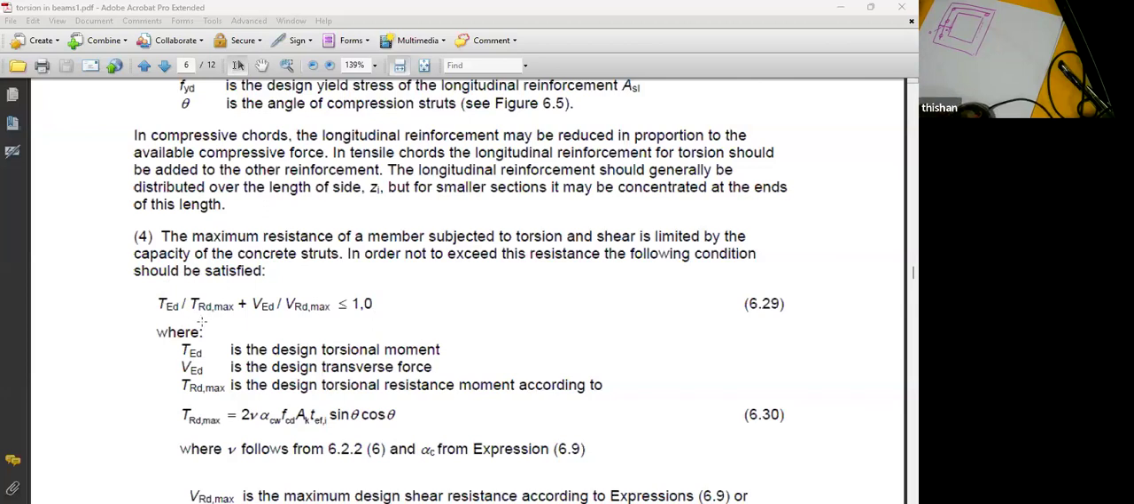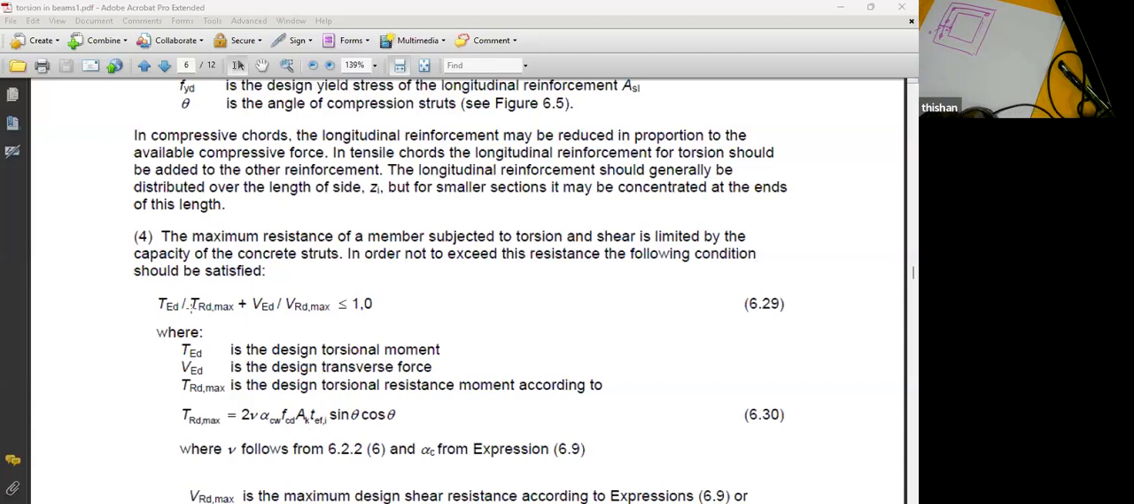Now, these are long equations, and the ideal way is to show you how to do the calculation with the example. And T_Rd,max, again, the equation is given. So what you do is, first you do the shear calculation and find the theta value, and use the same theta value for the torsional calculation as well. I told you, when you select a big section, the theta value for flexural shear is 22 degrees. So we can substitute the same angle, whatever the angle is that you use for flexural shear.